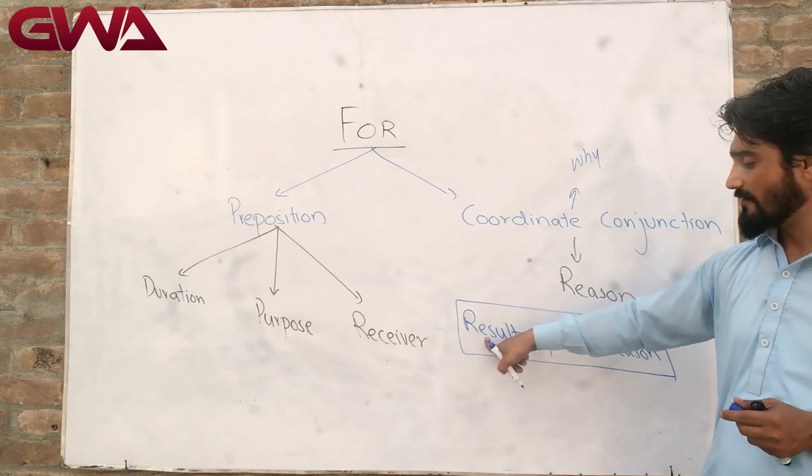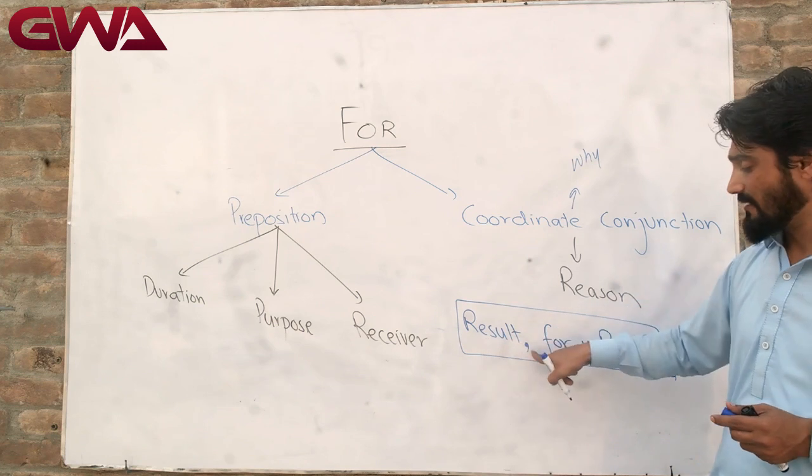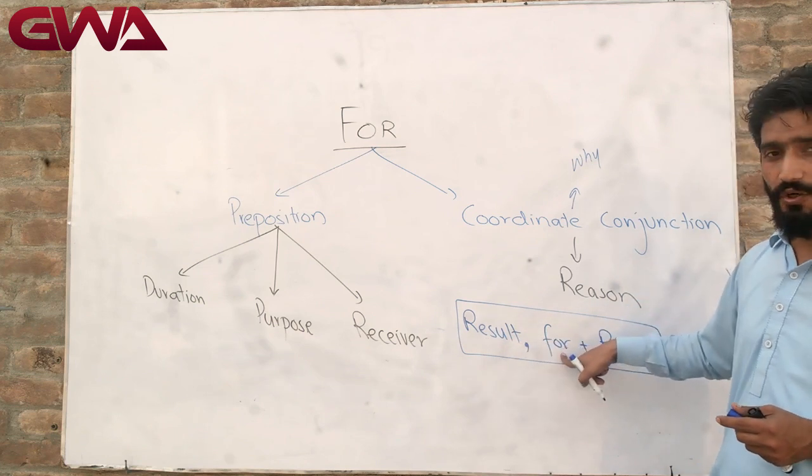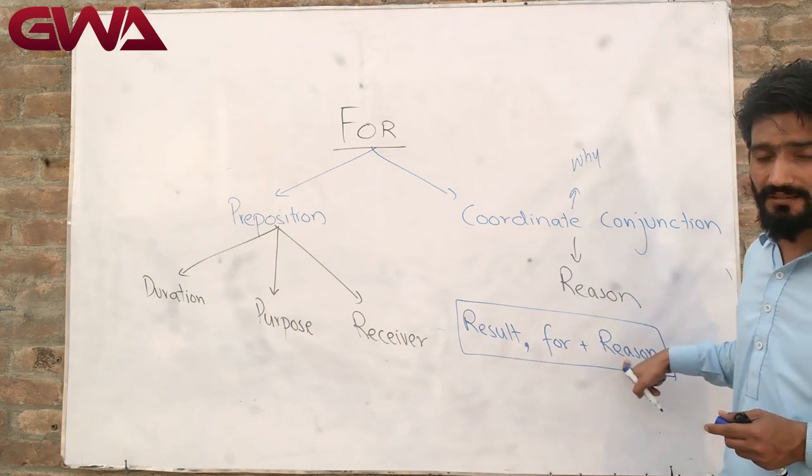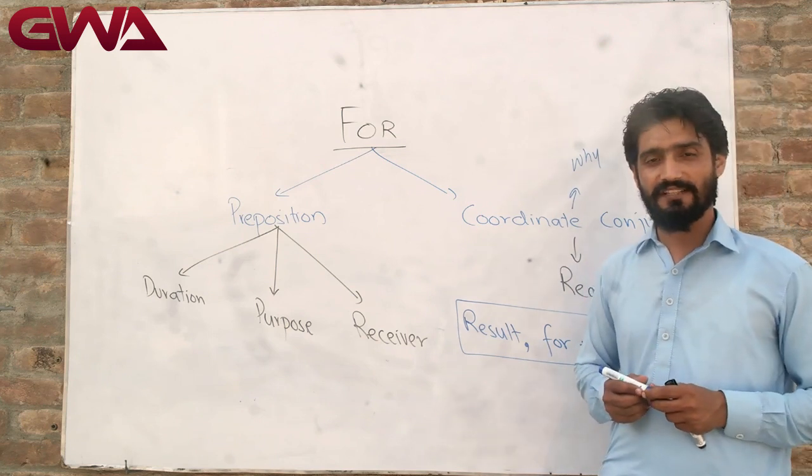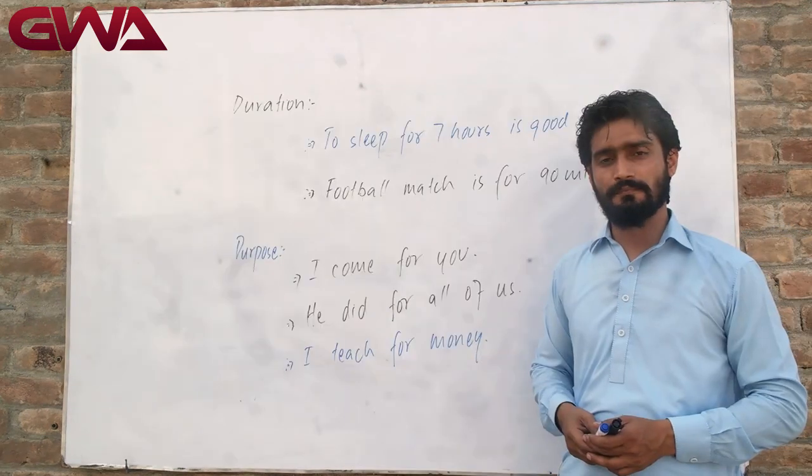How to use it? First, result clause, comma, then for, and then reason clause. Let's have examples.